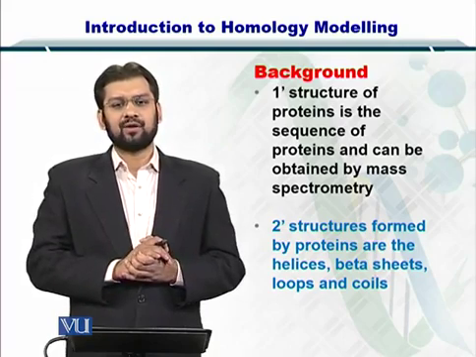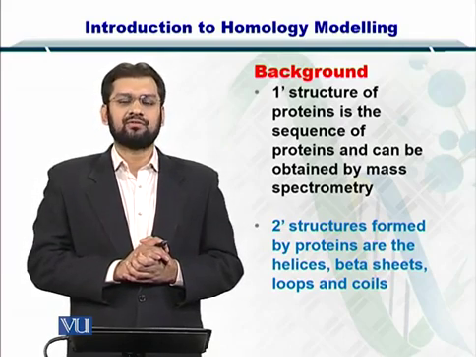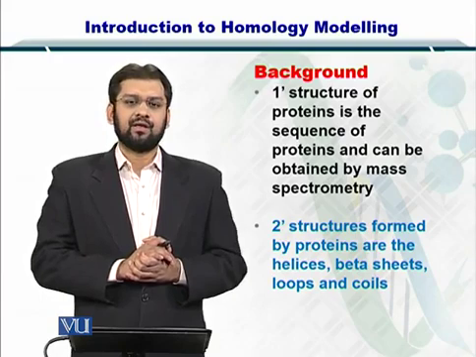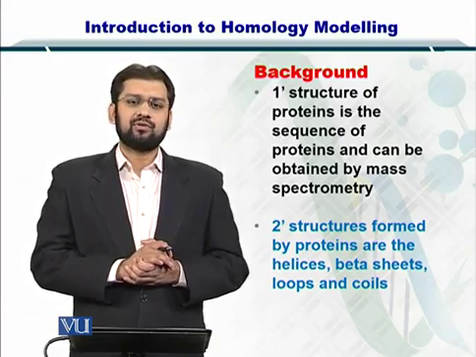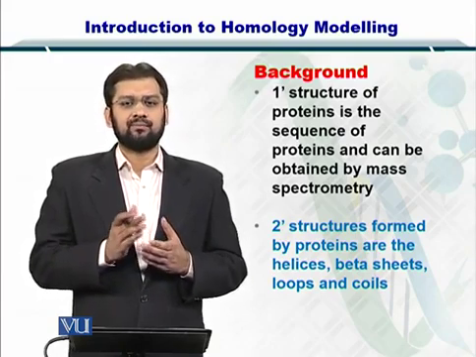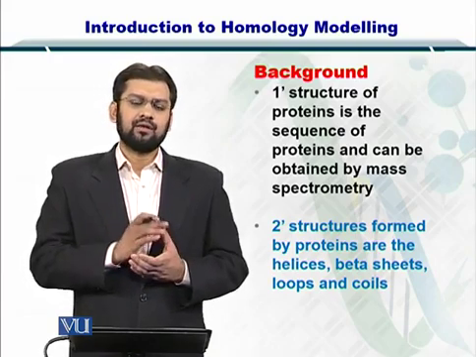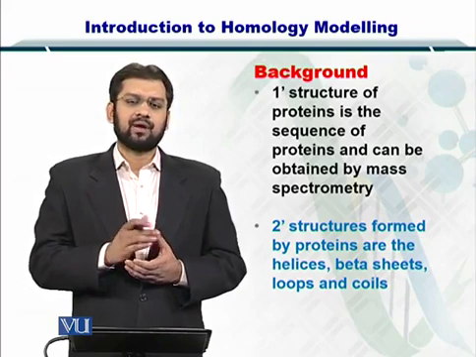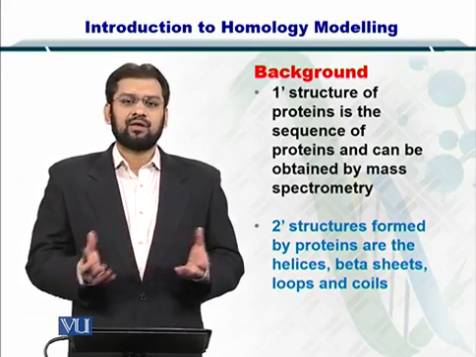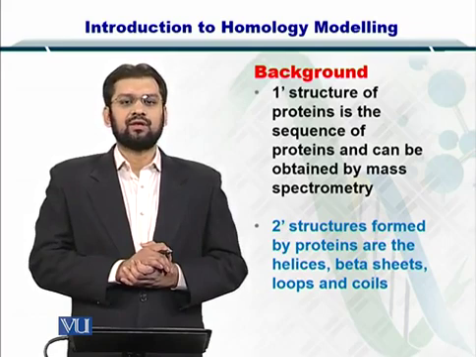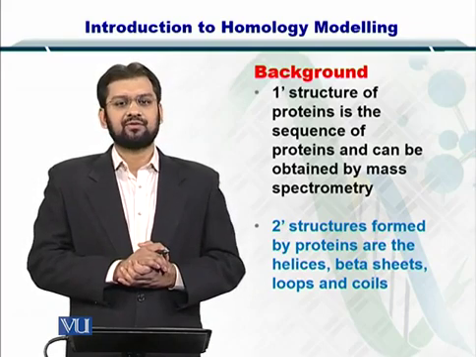Next, you have the 2° structures, that is the secondary structures of proteins. The secondary structures of proteins include helices, beta sheets, loops, and coils. These structures are formed when the primary sequence of the proteins comes together and folds to take these three-dimensional shapes.